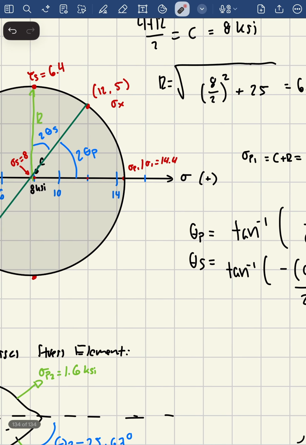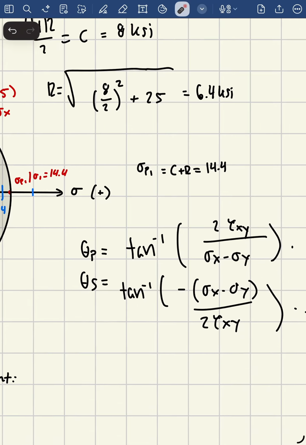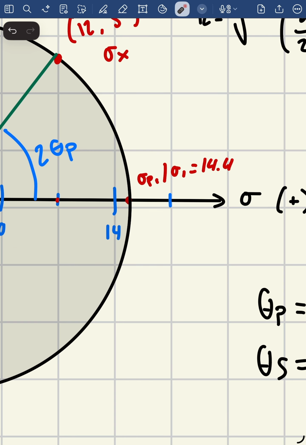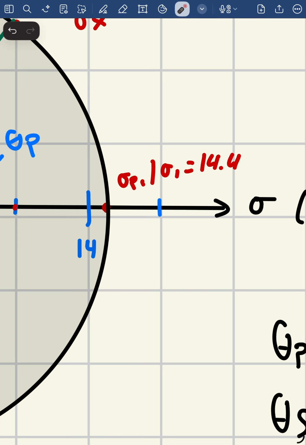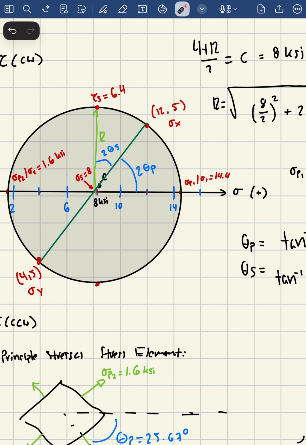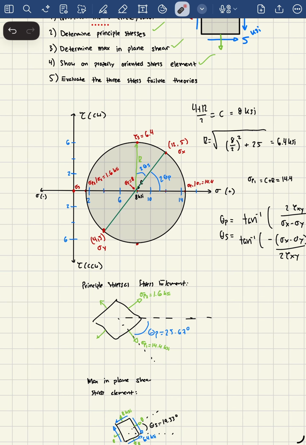And then to figure out sigma P1, it's going to be 8 plus 6.4. That will work out to be 14.4 ksi. Also good to note, sigma P1 is sigma 1 as well. They're the same meaning, essentially. Okay, next, so we just determined the principal stresses.